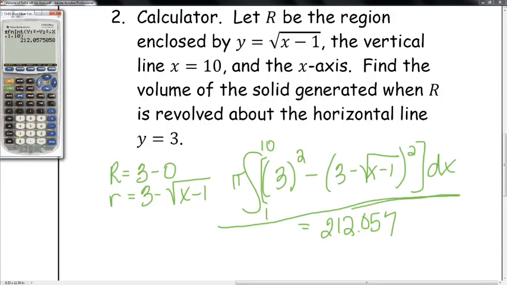A lot of times they'll ask you for that when you're doing them on the AP exam. Same is true for my test. I want to see the setup, and then you can see how I plugged in the calculator. I did pi, and then math 9 function integration. My y1 was my capital R, my y2 was my lowercase r, and my bounds were going from 1 to 10. And so what I got was 212.057.